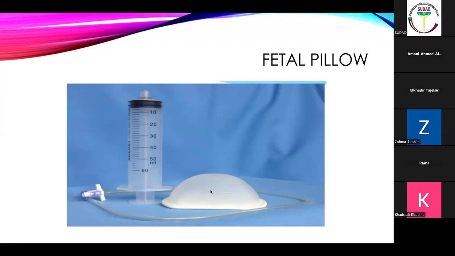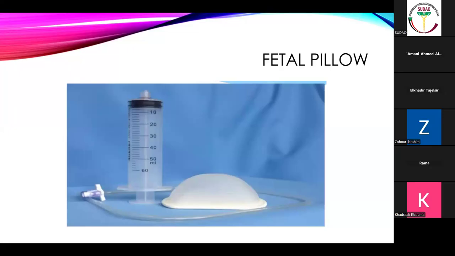Where I will put this part should be posteriorly, in the posterior fornix behind the head. This is one of the mistakes that people usually make: they just reach the leading part of the head and put the fetal pillow there. In this case, what will happen? Once you inflate, the pillow will come down, and it will not succeed in pushing the head up. But if you fold it, insert it deep in the posterior fornix behind the head, and then start inflating, it works.